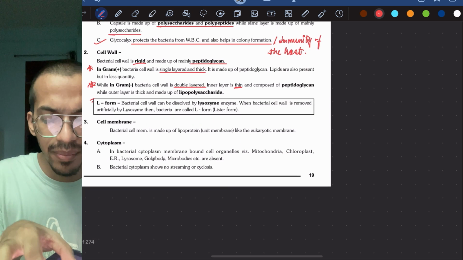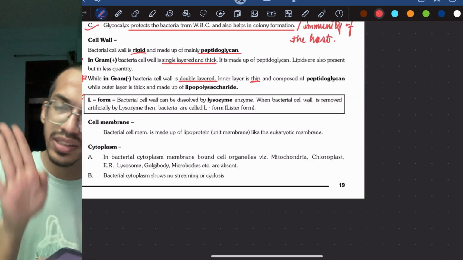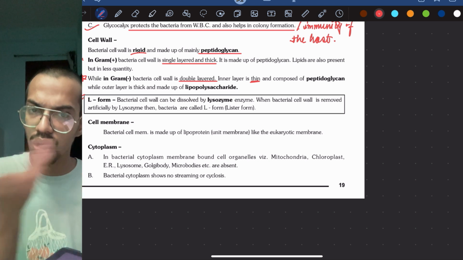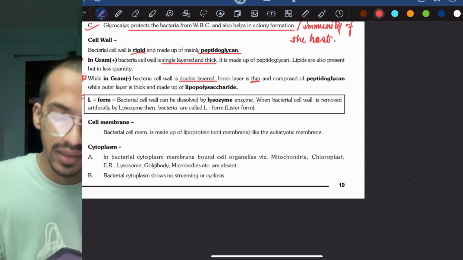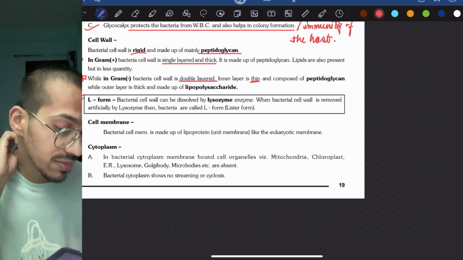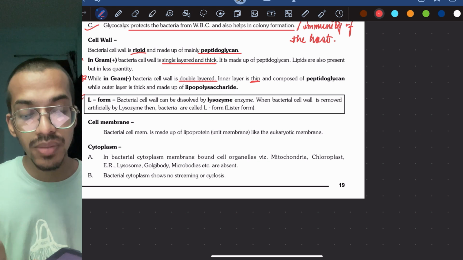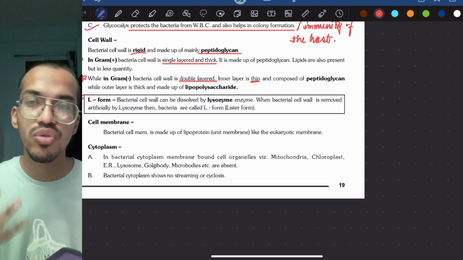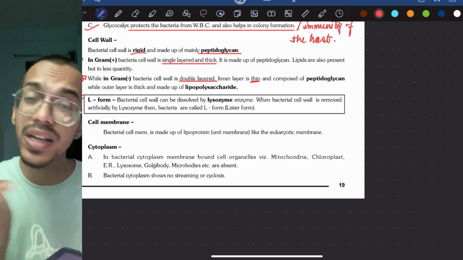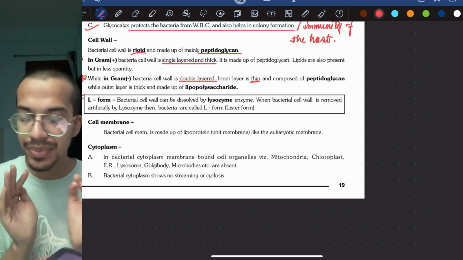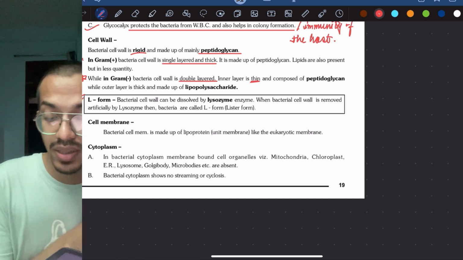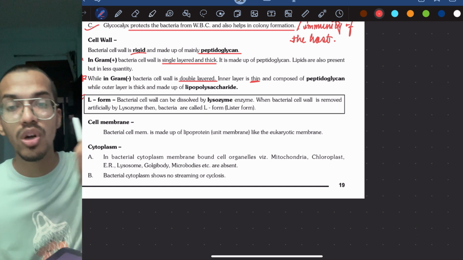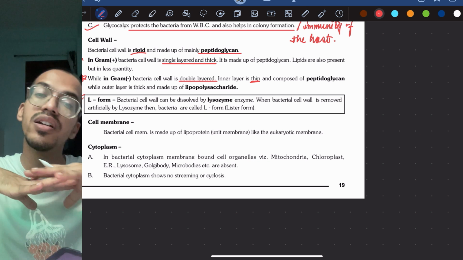Then comes the cell membrane. Bacterial cells have a cell membrane which is made up of lipoproteins, similar to all eukaryotic membranes. Then comes the cytoplasm. In the bacterial cytoplasm, membrane bound organelles like mitochondria, which you might remember from the 9th class topic, are absent. Different types of organelles are present in its cytoplasm. And bacterial cytoplasm does not move; its cytoplasm is rigid.